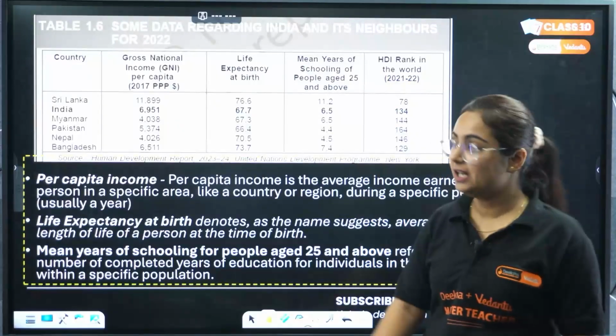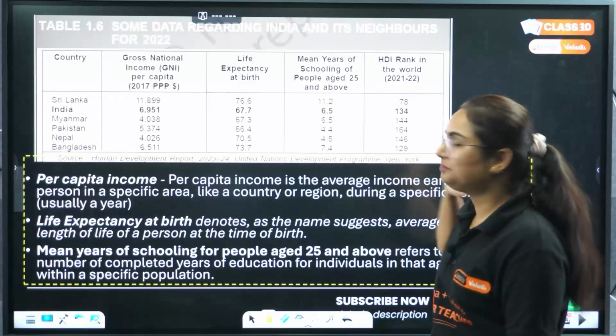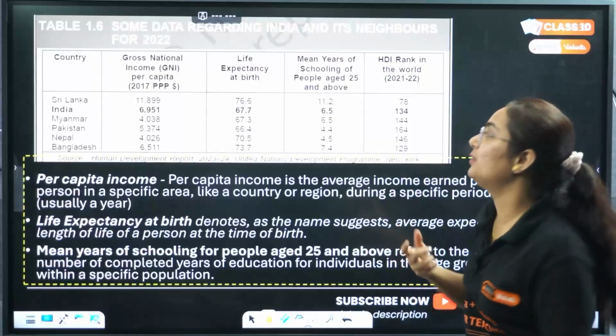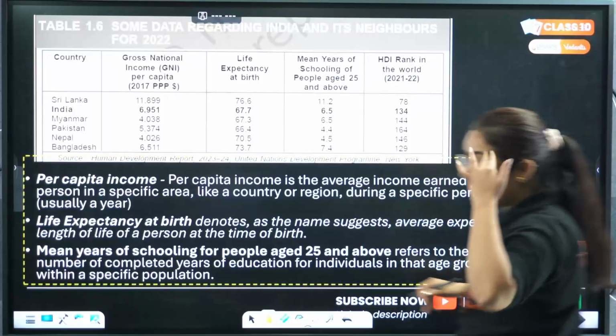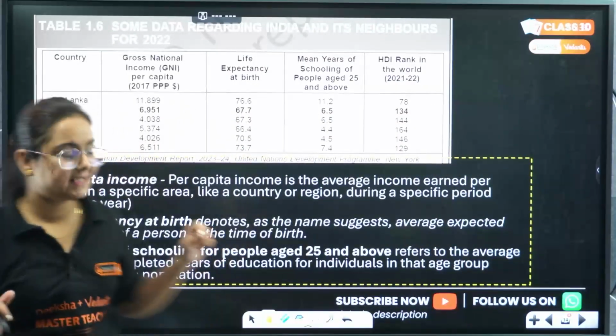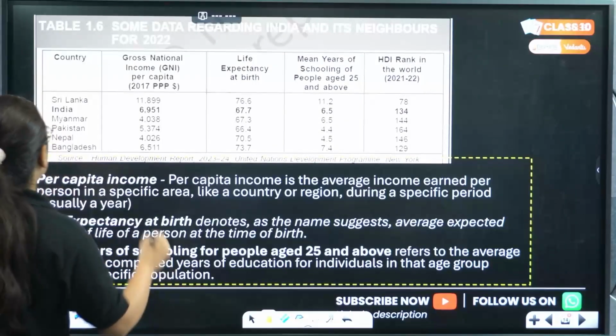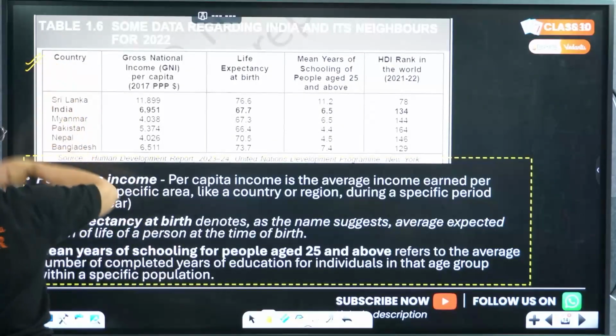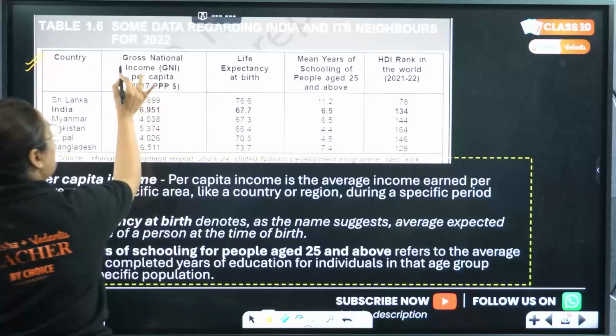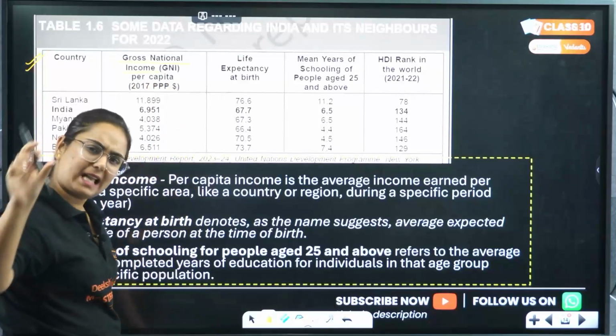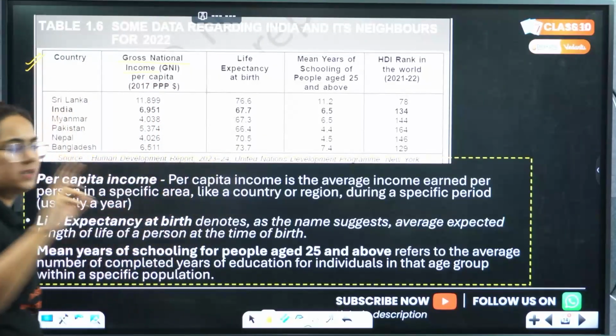But here we should have a look at this too. This is again a table given in NCERT, which provides the list of certain countries. Let's have a look at how it actually is. So what are the criteria they opted for? The first one is gross national income. That's actually per capita income, the income of a person.